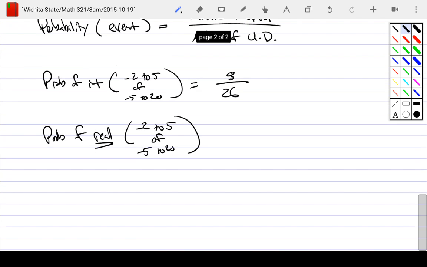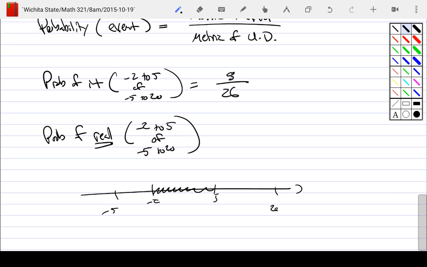In other words, here is -2, here is 5, and I calculate a length. That is 7 wide. But from -5 to 20, how wide is that? 25. And so length, this is 7/25. It's a different probability because I use the metric of length. This idea is used for lots of things.